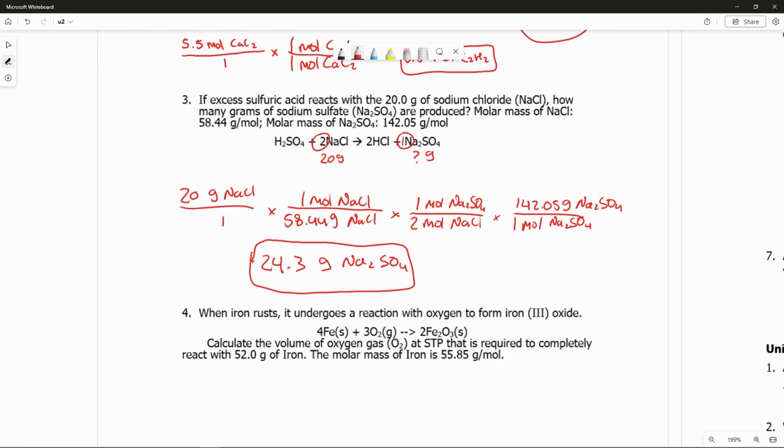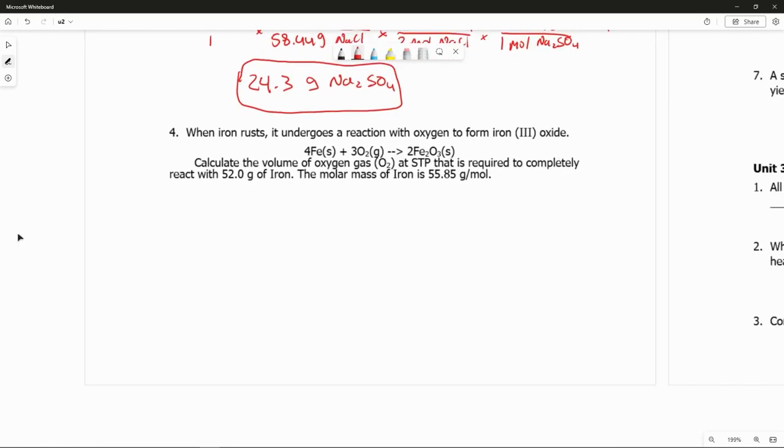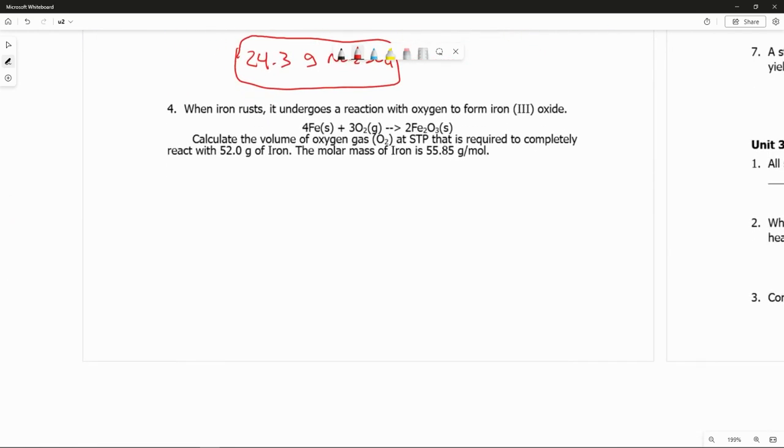All right, take a look at number 4. When iron rusts, it undergoes a reaction with oxygen to form iron 3 oxide. And we have an equation here. Calculate the volume of oxygen gas at STP that is required to completely react with 52 grams of iron, and it gives us the molar mass of iron to use.